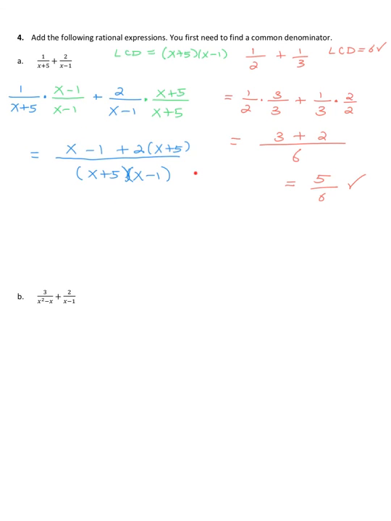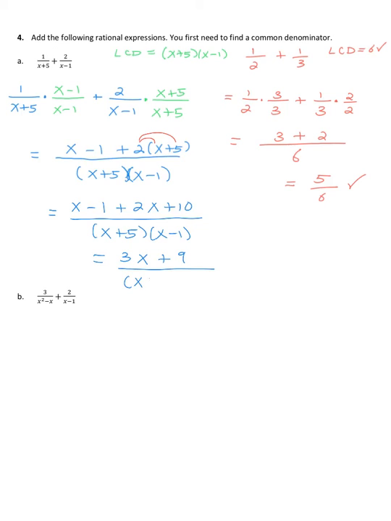Now if I want to simplify this, I'm going to leave the denominator alone, but I will distribute in the 2 and combine like terms in the numerator to take this one step further. So I have x minus 1. If I distribute the 2, I get 2x plus 10. This is all divided by x plus 5 times x minus 1. And if I combine like terms, I get 3x plus 9 all over x plus 5 times x minus 1. And that is it. That's the answer to this problem.